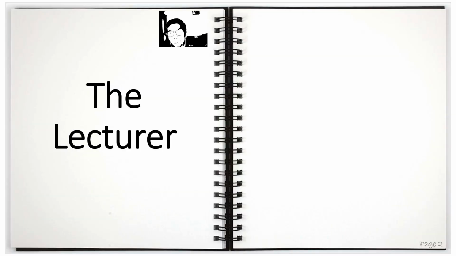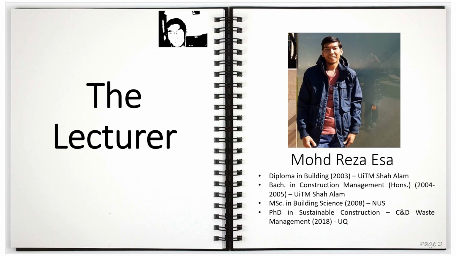Before we go in detail, this is your lecturer, which is myself. I'm going to teach you this subject for the whole semester. I'm the only one to teach this group, CMA653. Here is a little background of myself. I'm a UiTM product. I did my diploma in building at UiTM Shah Alam, and also a bachelor in construction management honors at UiTM Shah Alam. Then I did my master in building science at the National University of Singapore, and a PhD in sustainable construction at the University of Queensland in Brisbane, Australia.